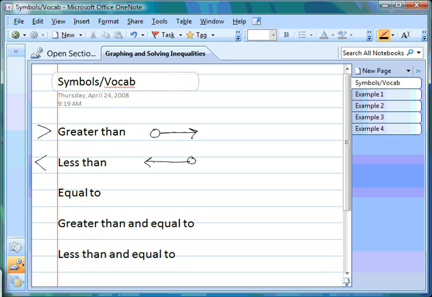Less and left go together. They both start with L. Equal to is simply an equal sign. When you graph something on a number line that's equal to, you make a dot and you color it in completely.